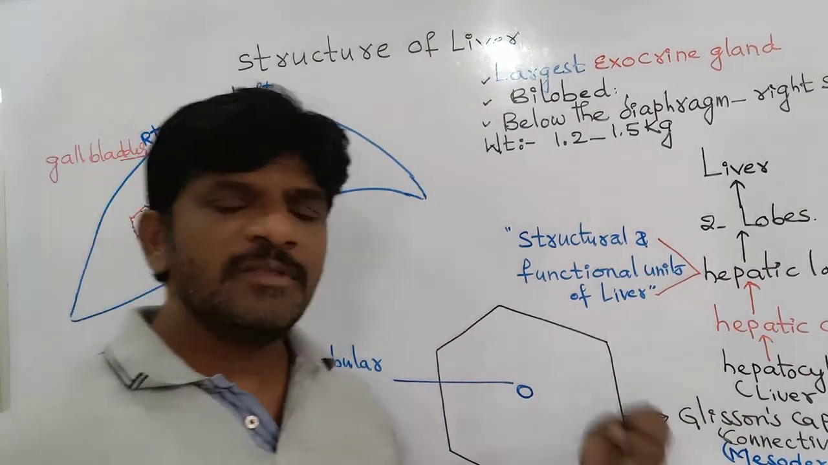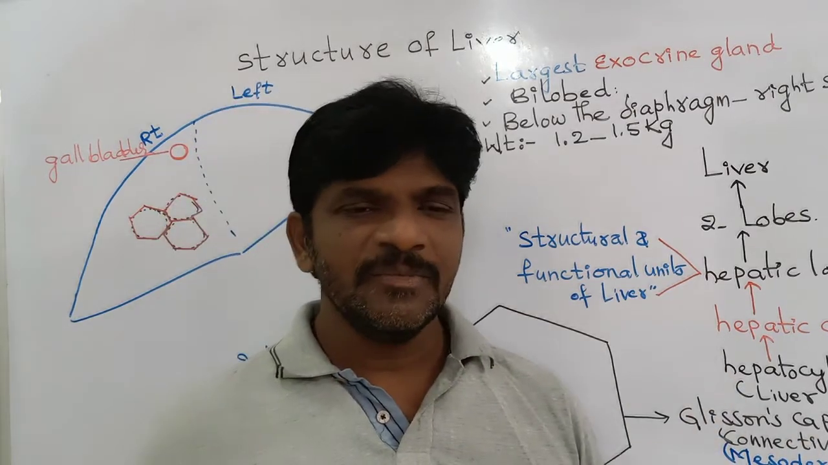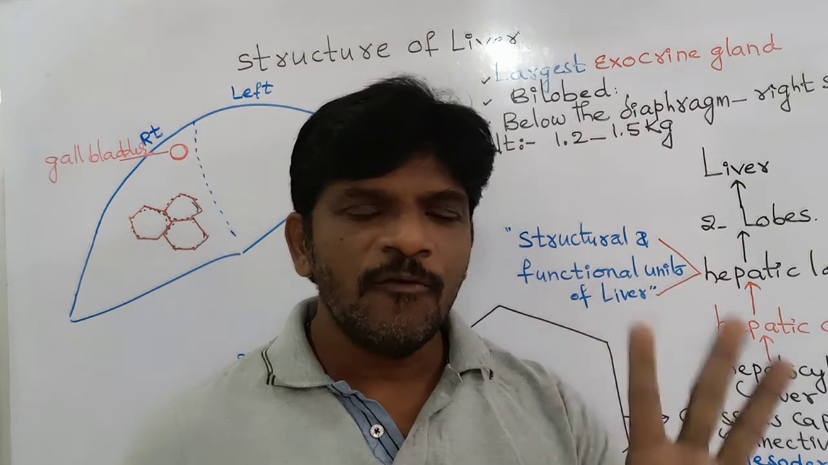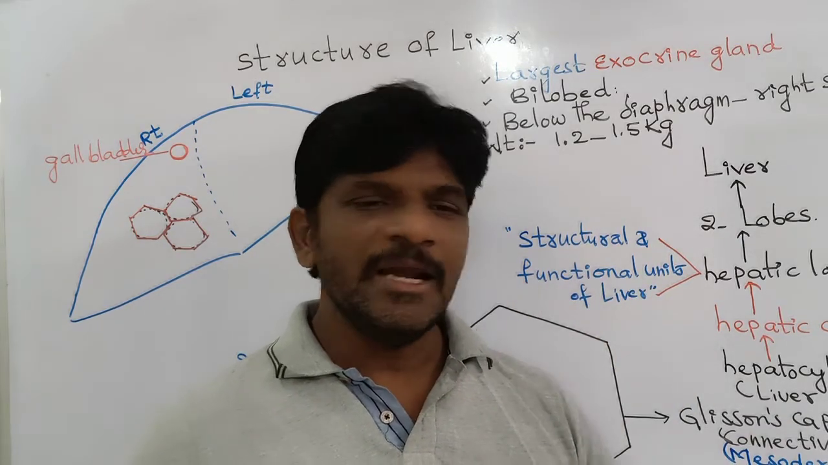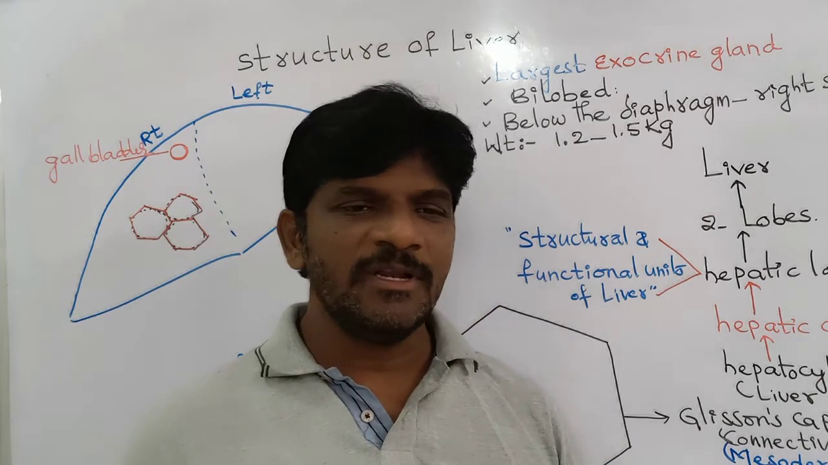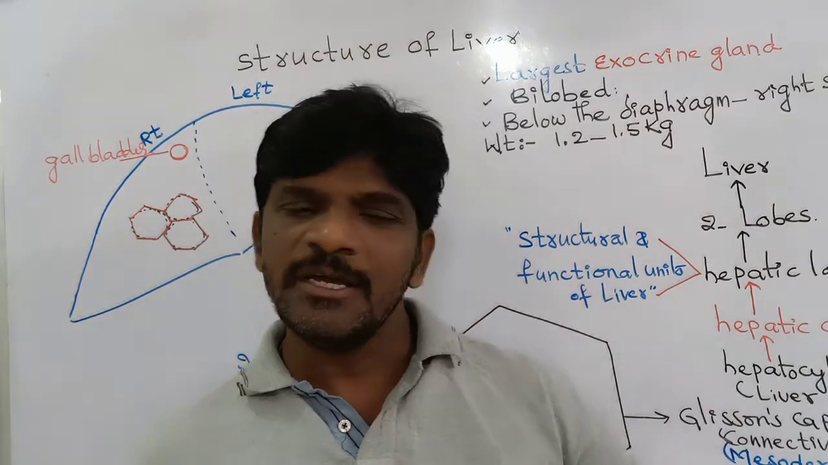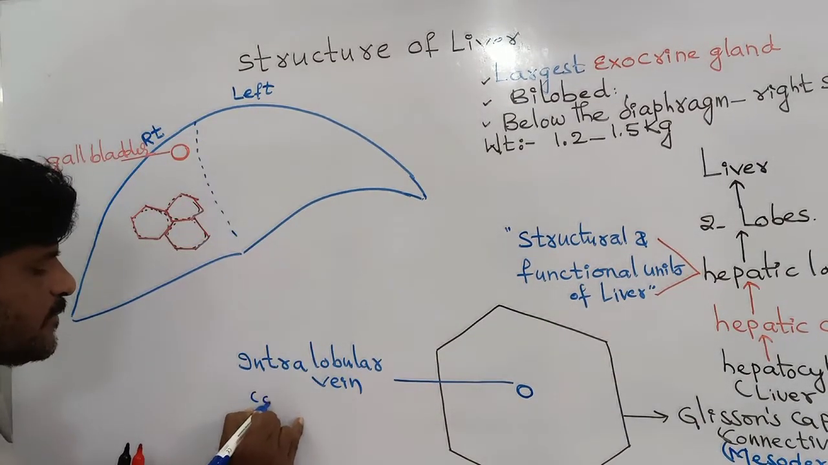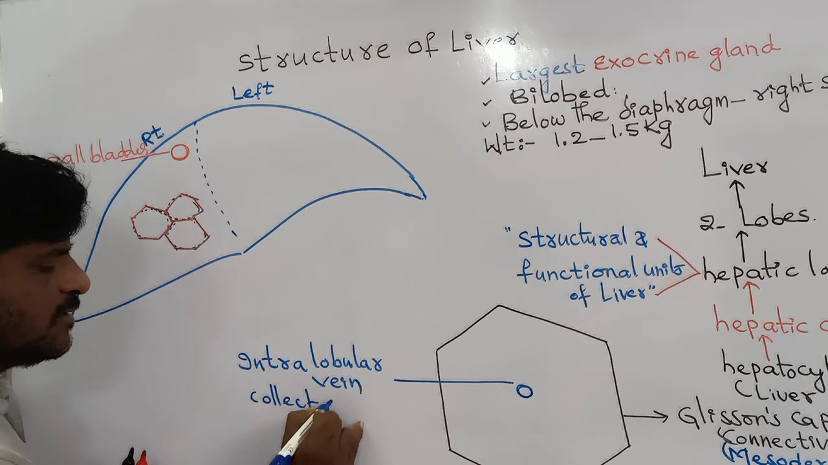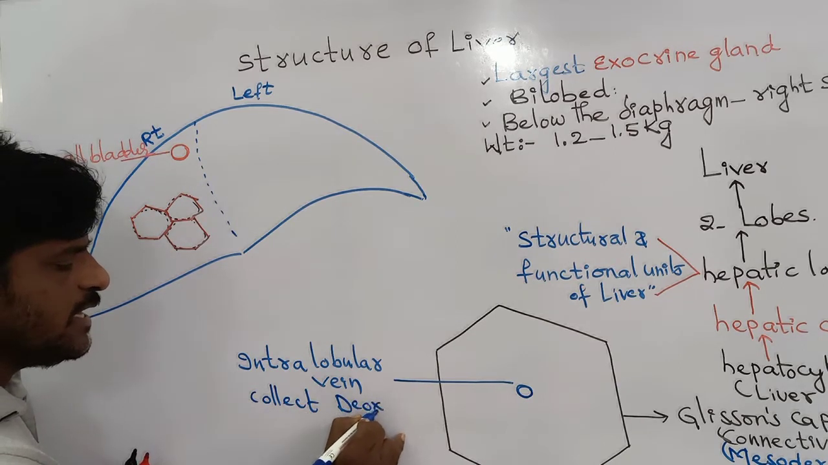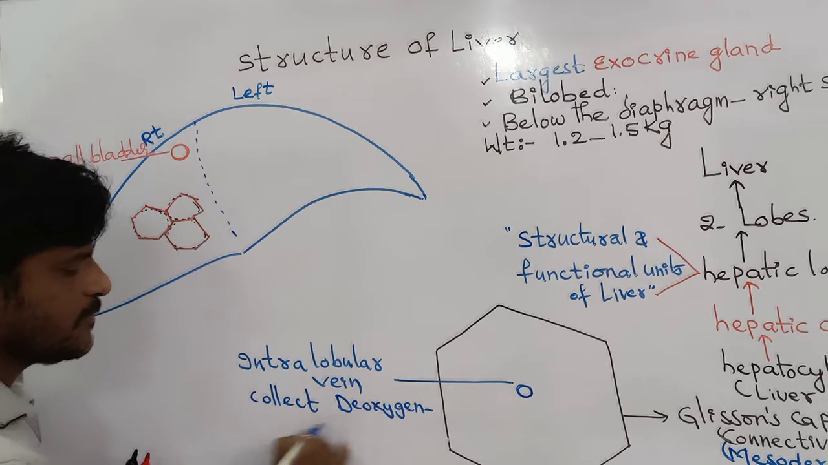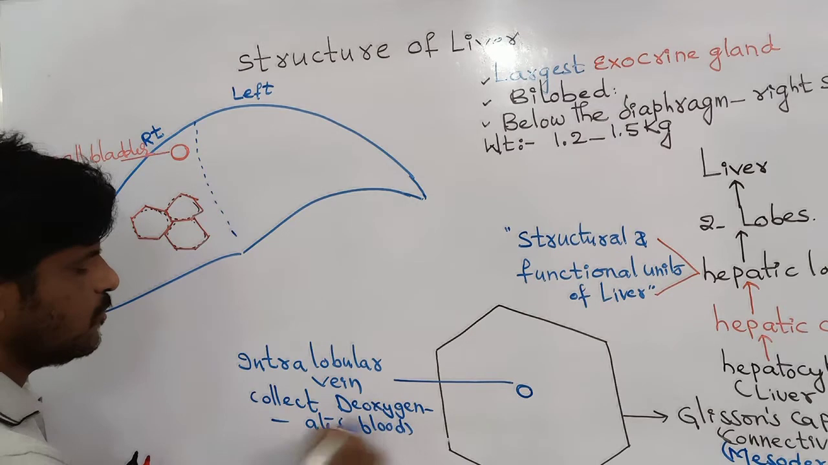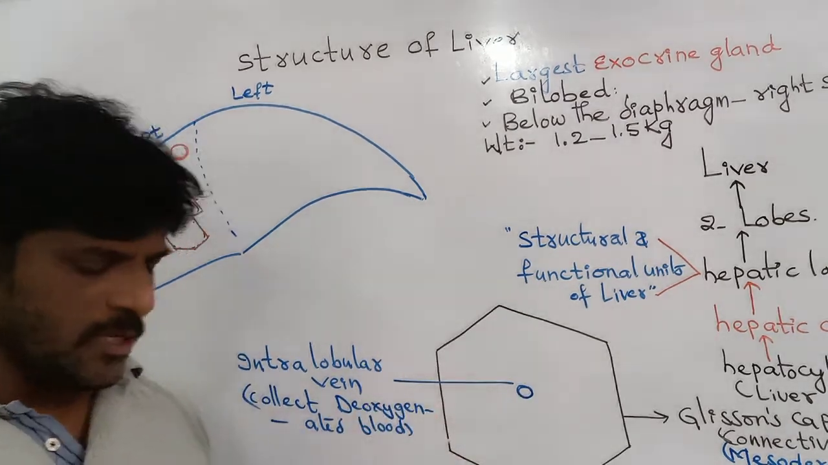Many such intralobular veins collect to form a vein called the hepatic vein. In man, as many as 4 hepatic veins are formed, and they ultimately open into the postcaval vein or the inferior vena cava and then into the right atrium. Therefore, the purpose of the intralobular vein is to collect the deoxygenated blood from the hepatic lobule. This is the intralobular vein.